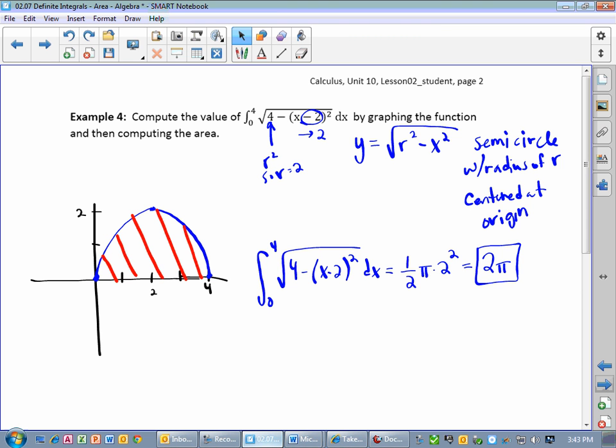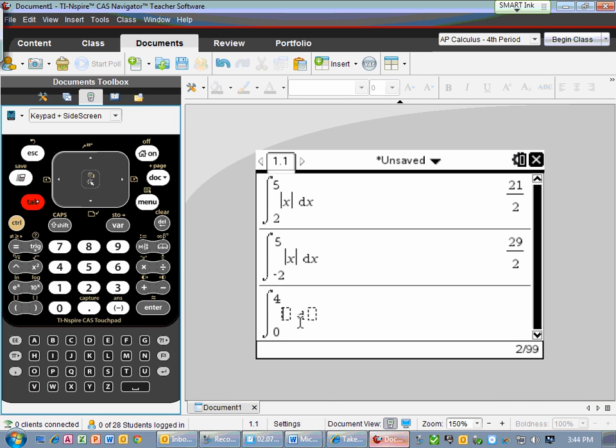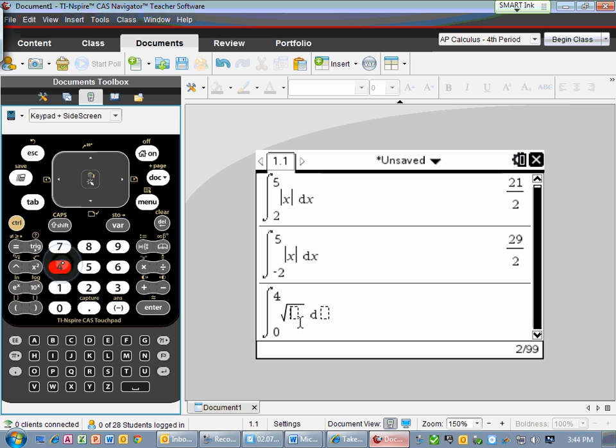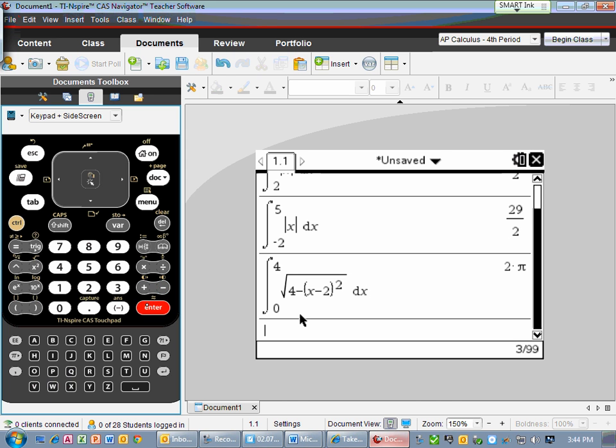So let's just confirm that using the calculator, because I don't know, 2 pi seems like such an interesting answer for this kind of a problem with no seemingly trig stuff in it at all, and suddenly pi is showing up, right? So we have the integral, shift plus from 0 to 4 of the square root of 4 minus (x minus 2) squared dx. There we go.